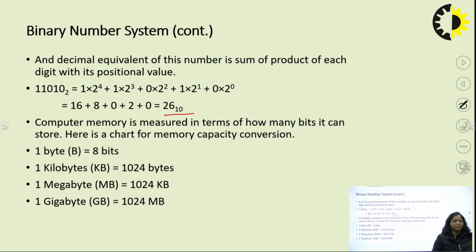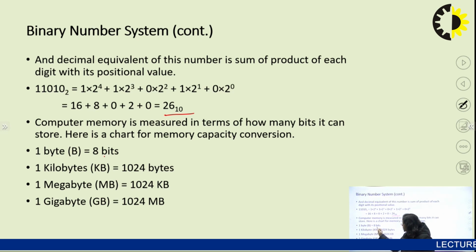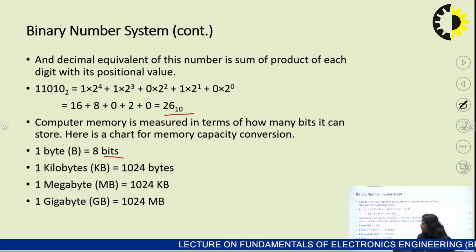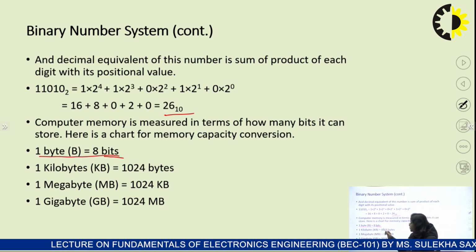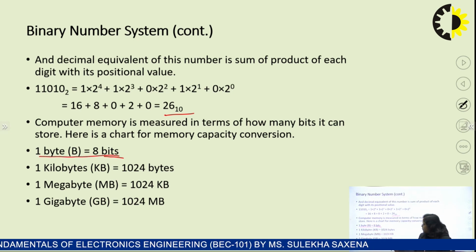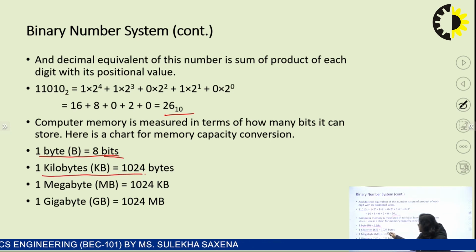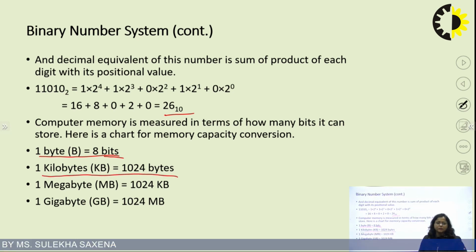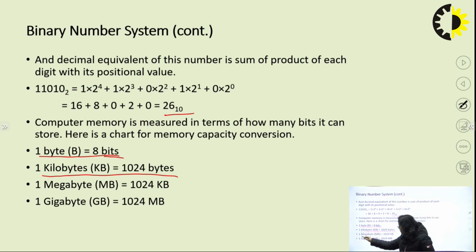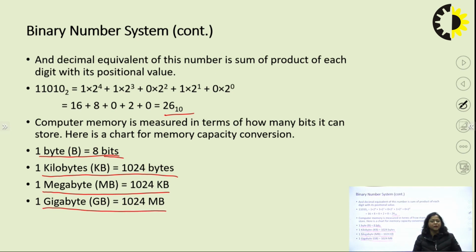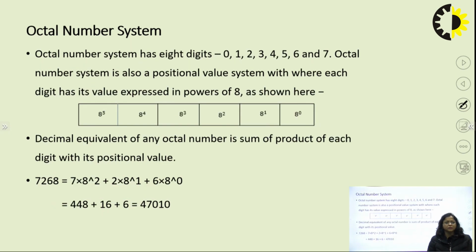Computer memory is also measured in the number of bits it can store, and the smallest unit of binary is the bit, and the next higher unit is the byte. A group of 8 bits is called 1 byte. Then 1 kilobyte is 2 to the power 10 bytes, which is 1024. Then 2 to the power 10 kilobytes is 1 megabyte, and 2 to the power 10 megabytes is 1 gigabyte.